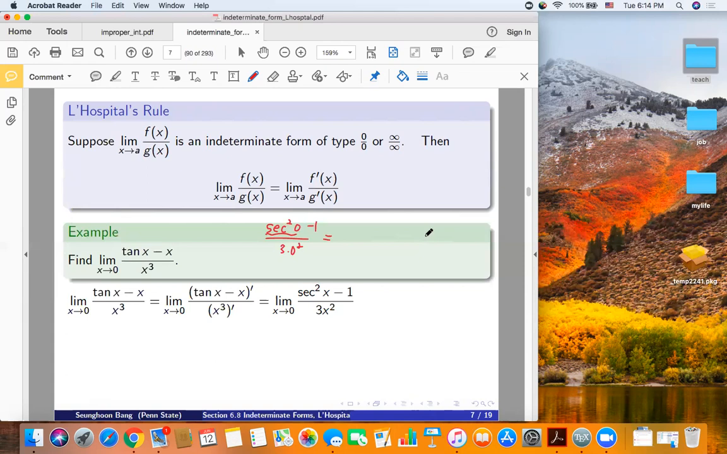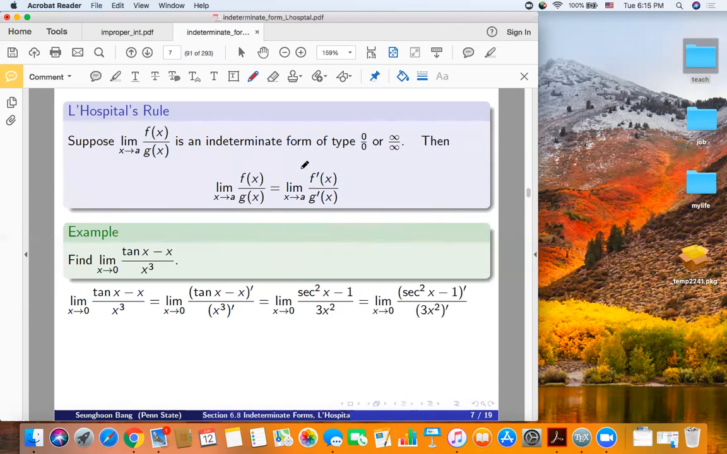Okay, this answer is 1, because the secant of 0 is the same as 1 over cosine of 0. Cosine of 0 is 1. So we have on top 1 squared minus 1, over 0. The answer is 0 over 0 form. The 0 over 0 form, again, what's that? We use L'Hopital's rule again.